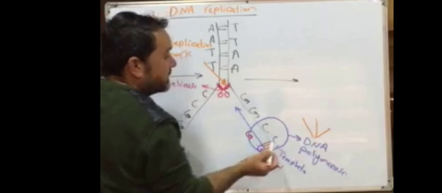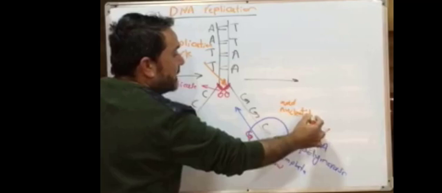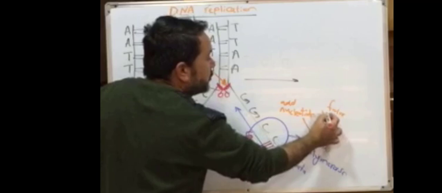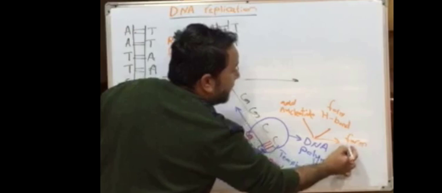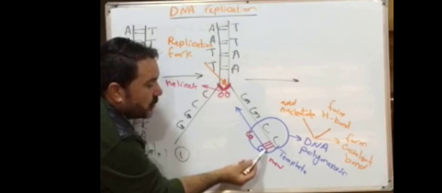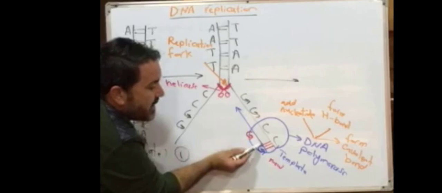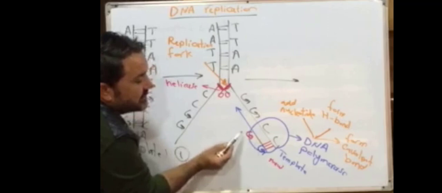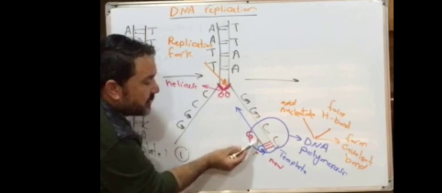First one, add nucleotide. Second function is to form hydrogen bonds. Third function, form covalent bonds. What is the location of the hydrogen bond and covalent bond produced by the DNA polymerase? The hydrogen bond is located between the new nucleotide and the original nucleotide, while the covalent bond is located between the two adjacent added nucleotides. The deoxyribose sugar of this nucleotide connects to the phosphate group of this nucleotide.